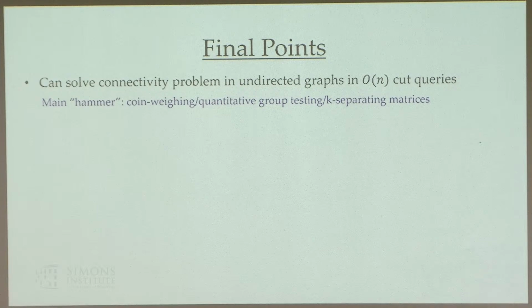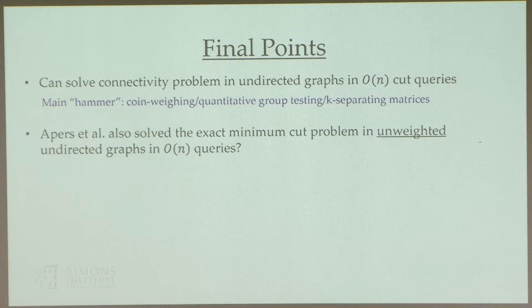It's known by various names in various settings. It's called quantitative group testing or k-separating matrices. So I think it's a good tool to have in one's arsenal. The Apers et al. paper actually could solve the exact minimum cut problem, not just whether I'm connected or not, but find the exact minimum cut in unweighted undirected graphs in order n queries. This is a Monte Carlo algorithm, so it has an abort probability. And so there are lots of things open here that we don't have any idea about.